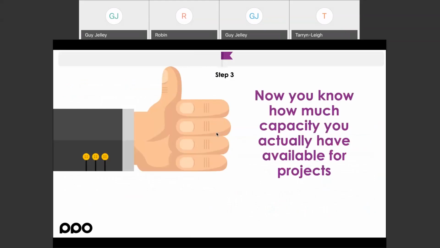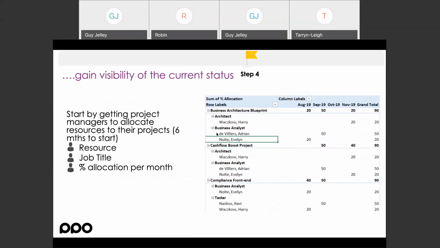You have for the first time a mathematical number that you can actually stand by, that's got some credibility, around how much capacity you actually have available to work on projects. Now you start the journey of unpacking that project portfolio. And it's a very simple process. Ask the project managers to allocate the resources to their projects: the name of the resource, the job title which you already have, and the percentage allocation that they need to spend on those projects per month. It's as simple as that.